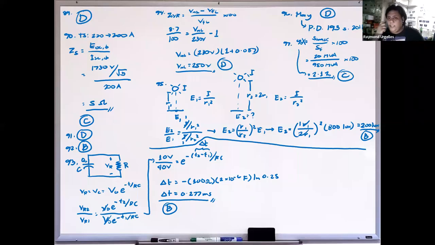So again, this is for a balanced fault only. But since nothing was said in the problem, we can assume that this is for a balanced fault. Okay? So next, number 98.